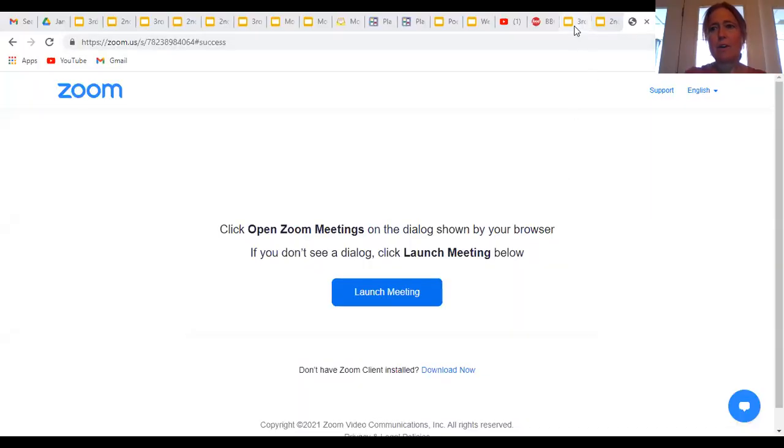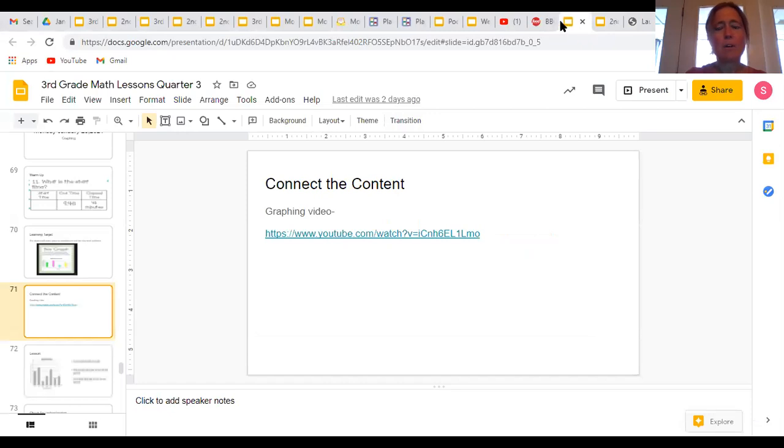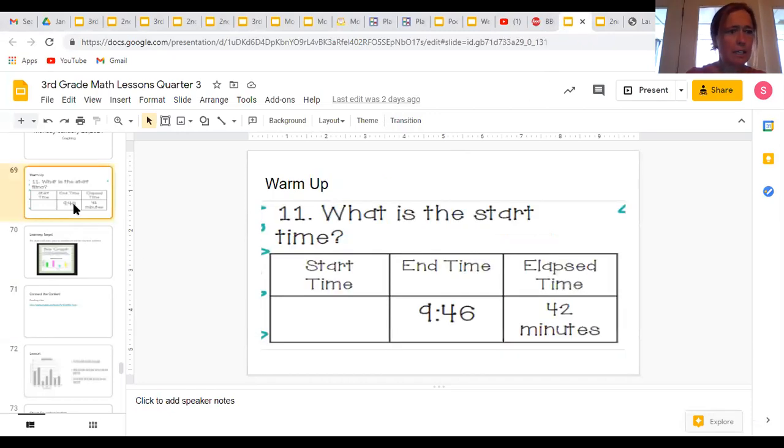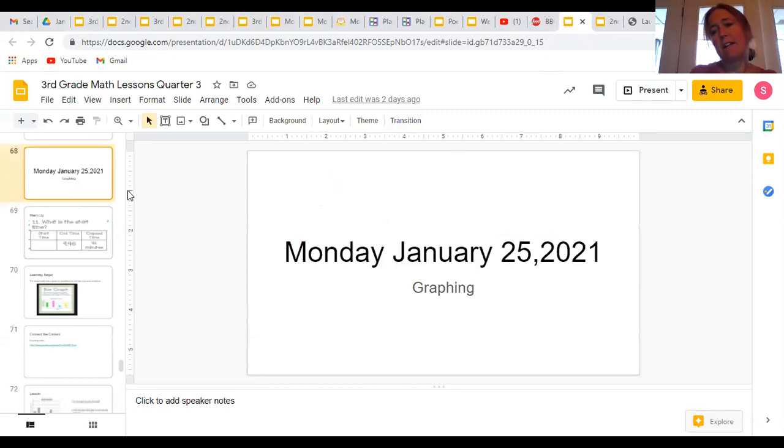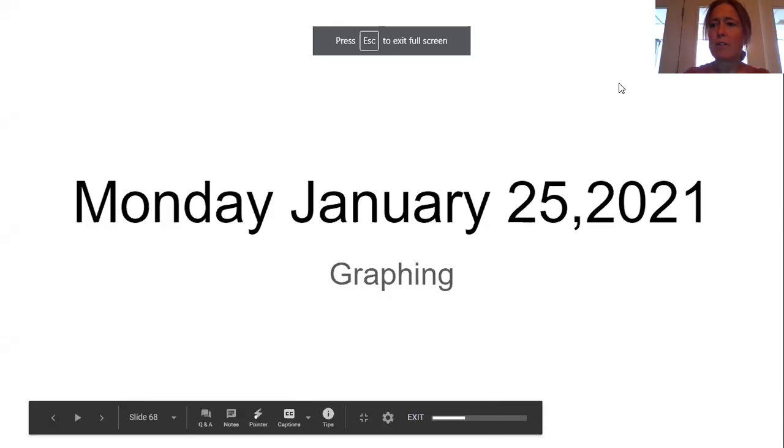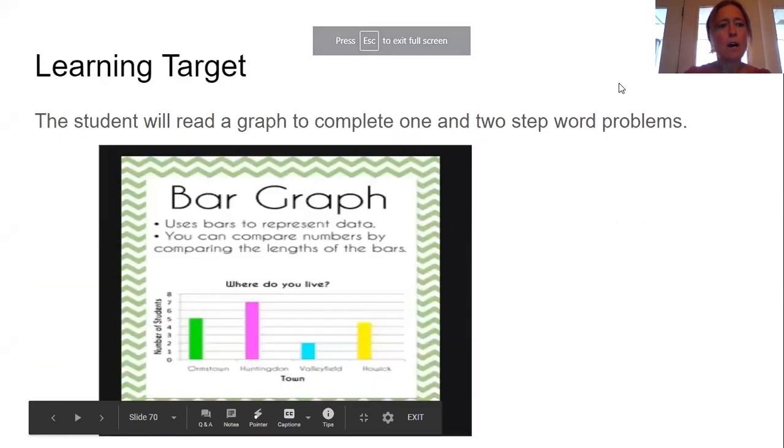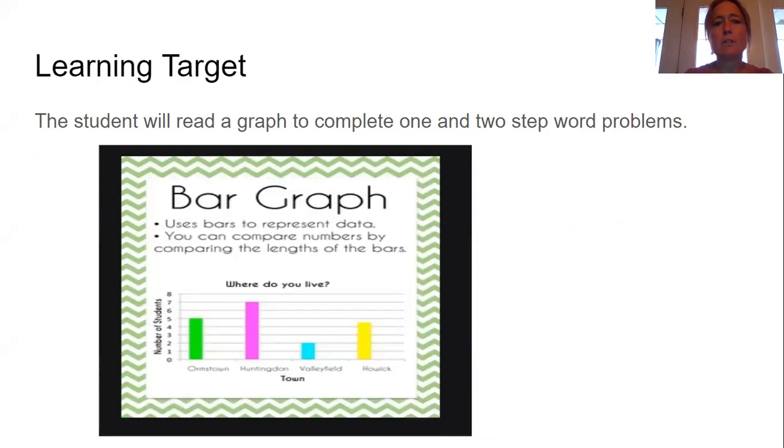All right, so today we are working on graphing. I know we've done graphing before this year. This is more like a review. So I want to start with our learning target. Our learning target is that the student will read a graph to complete 1- and 2-step word problems.